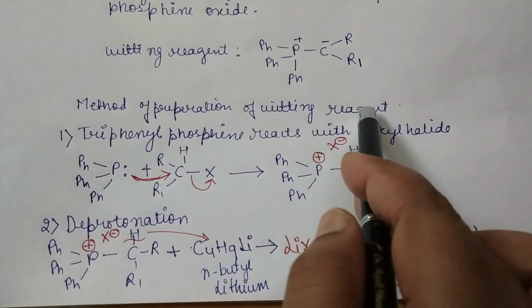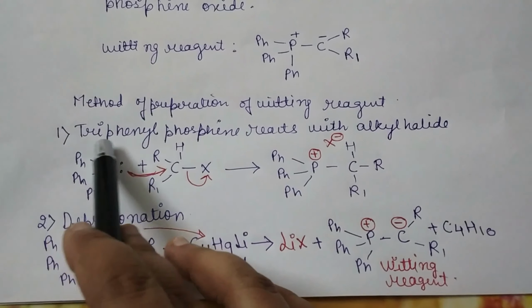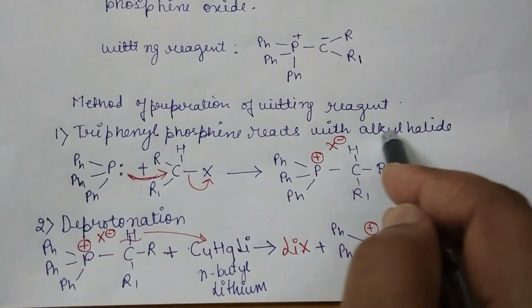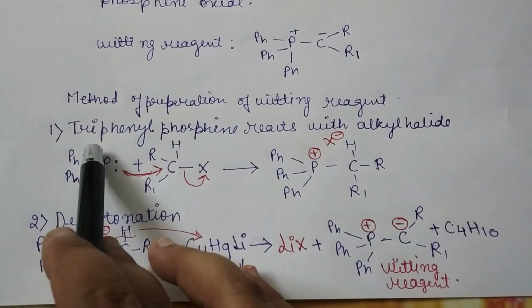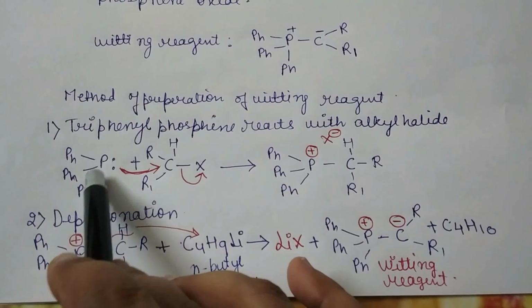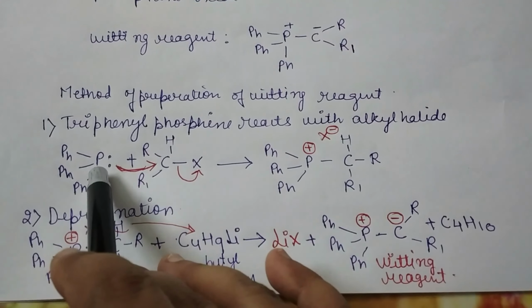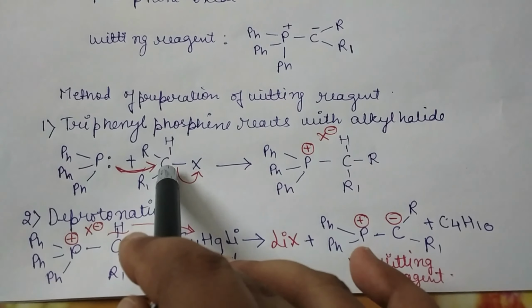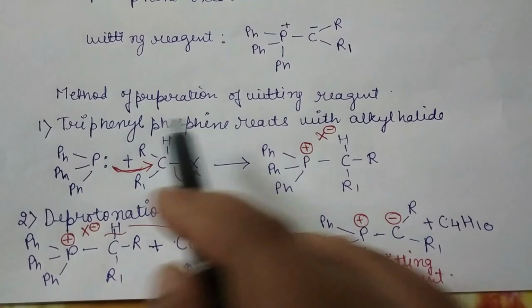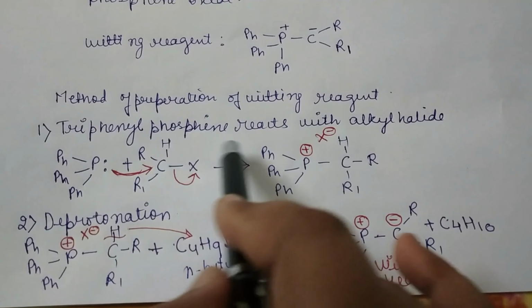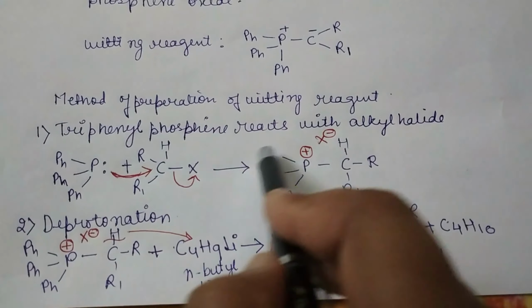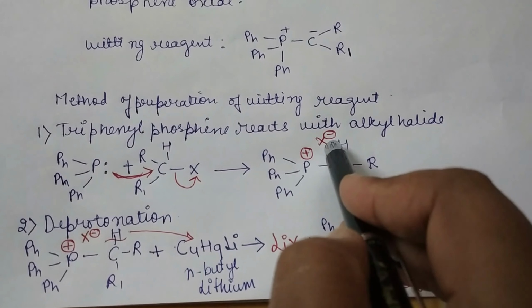Discuss the method of preparation of Wittig reagent. The triphenylphosphine reacts with alkyl halide. So this is our first step, where triphenylphosphine reacts with alkyl halide. So here this phosphorus and the carbon will form a bond. This phosphorus will acquire a positive charge and this halide group will be liberated.